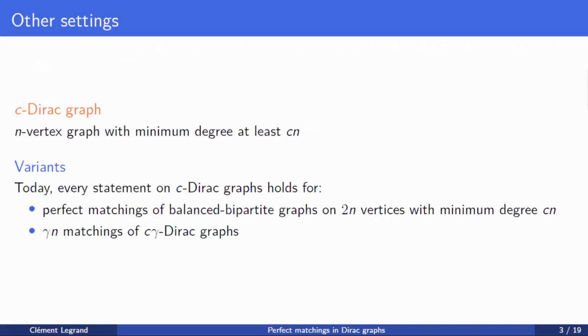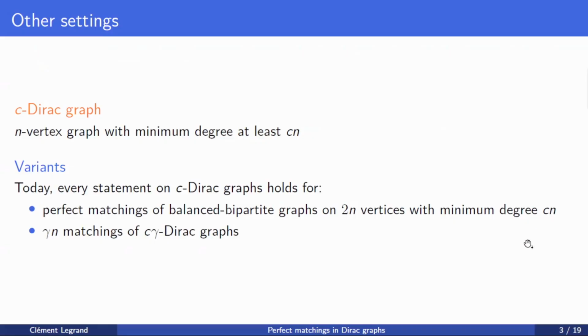And more generally, we say that a graph is c-Dirac if its minimum degree is at least Cn. Most of what I will say today holds in other settings. For example, if you're not interested in perfect matchings of normal graphs, but of balanced bipartite graphs, so you have two parts, both big independent sets of size n, and the minimum degree is Cn, well, the same thing holds.